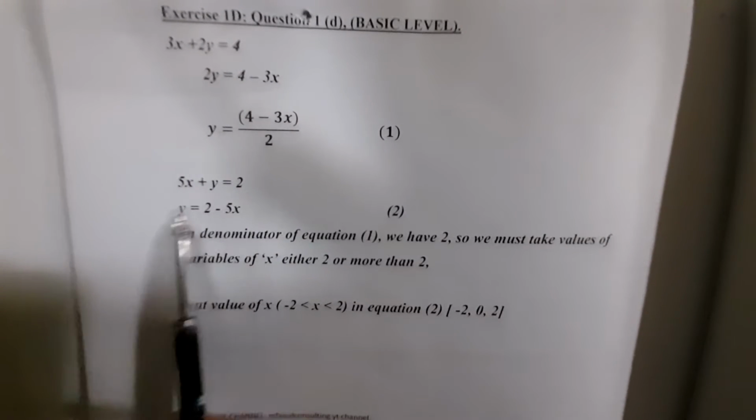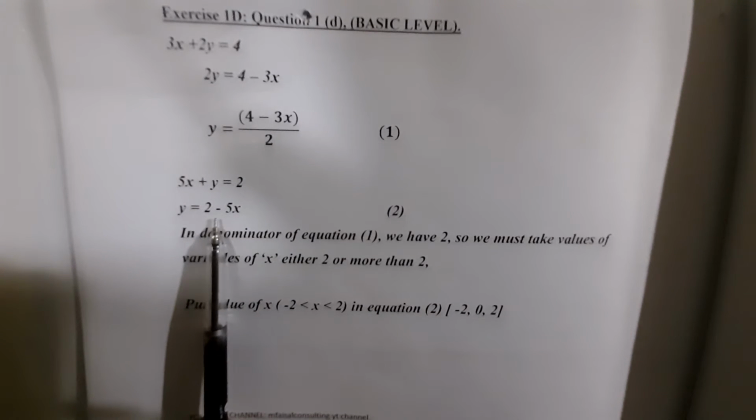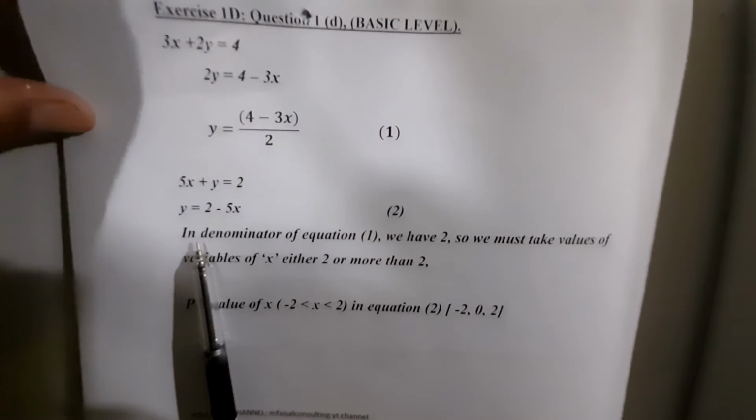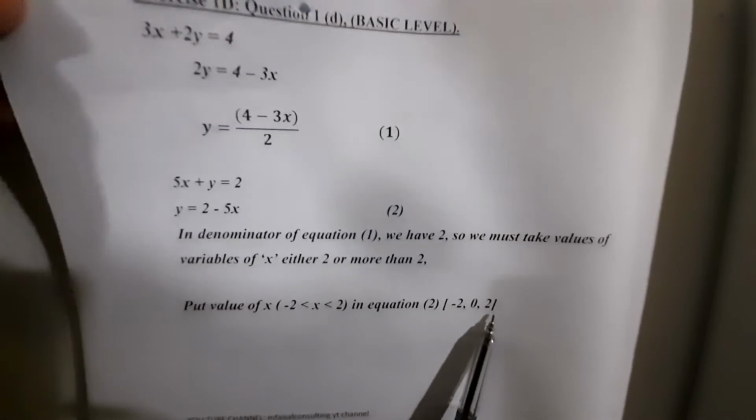5x plus y is equal to 2. Taking 5x to the right hand side of the equals sign, it will become minus 5x. So y is equal to 2 minus 5x. Now we'll be using the values of x as minus 2, 0 and 2.